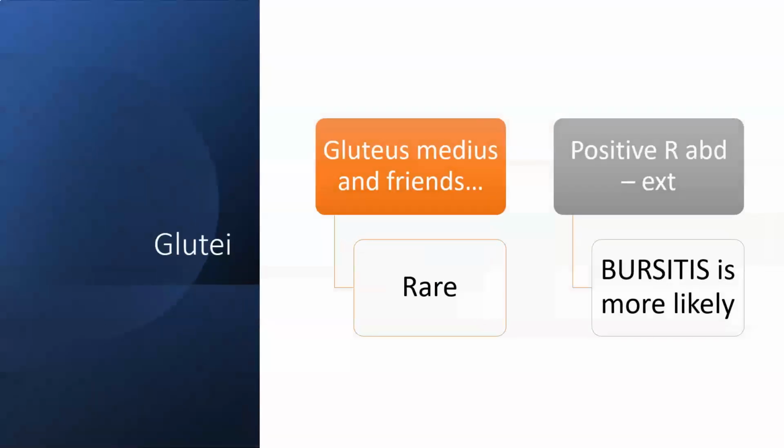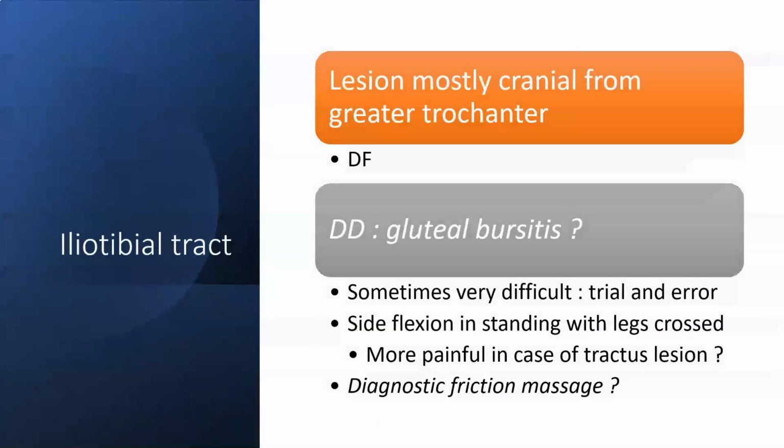A gluteus lesion, well, is often found on medical imaging. Very often. But a real symptomatic gluteus lesion is in fact very rare. We find a positive resisted abduction, positive resisted extension, but in that case bursitis is much more likely, and of course in this area there are plenty of bursa, so this is an option we really can't underestimate, but I refer to the specific lecture on bursitis.